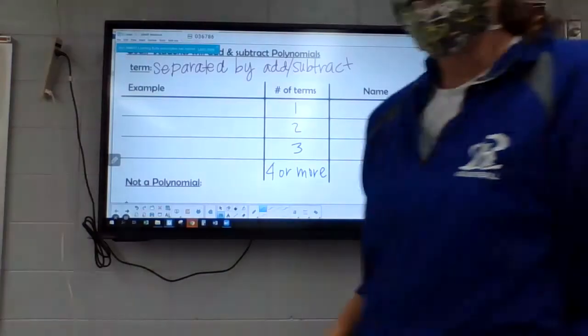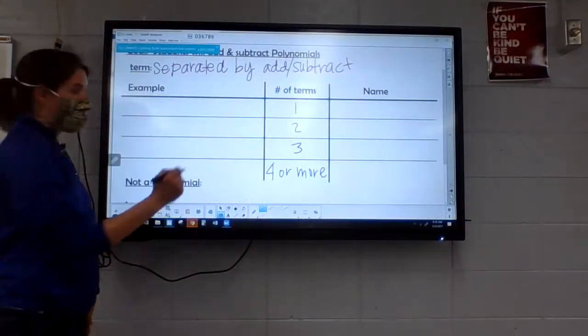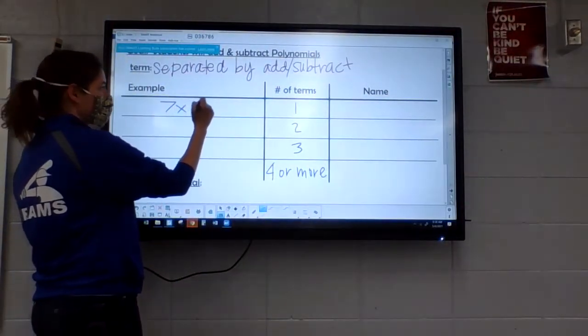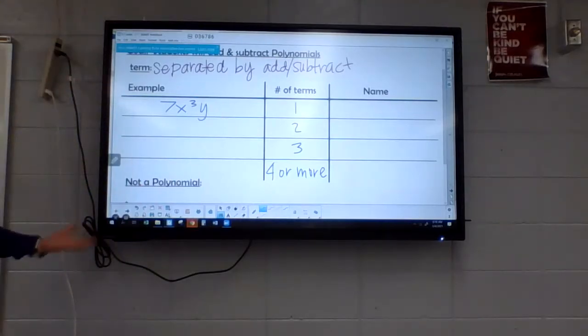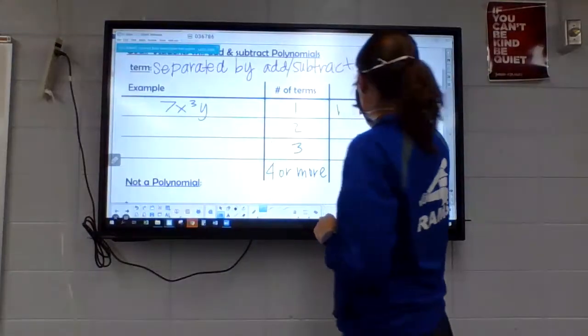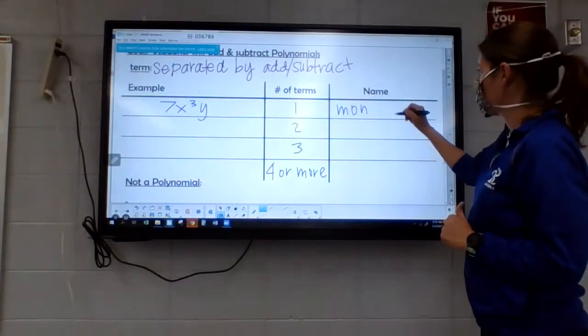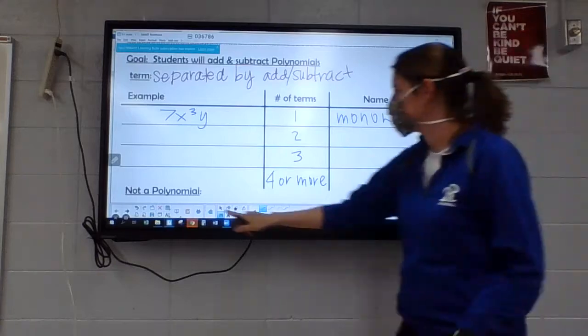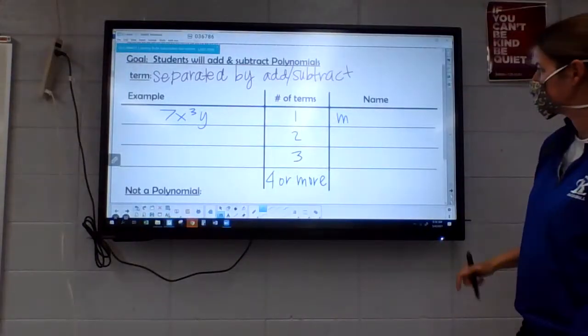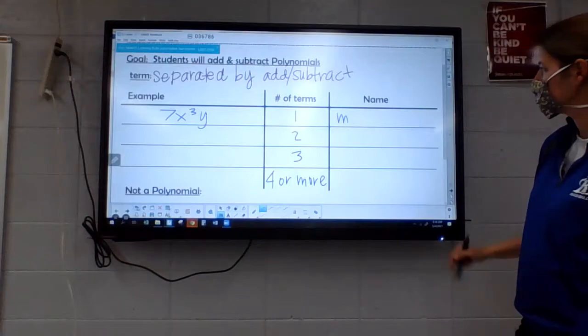So an example of one term is like what we talked about all last chapter. So this is like 7x to the third y. That's considered a monomial. That's what we talked about last chapter, all one term. Now again, terms are separated by addition and subtraction. So once I throw an addition or subtraction sign in there, then it becomes another term.